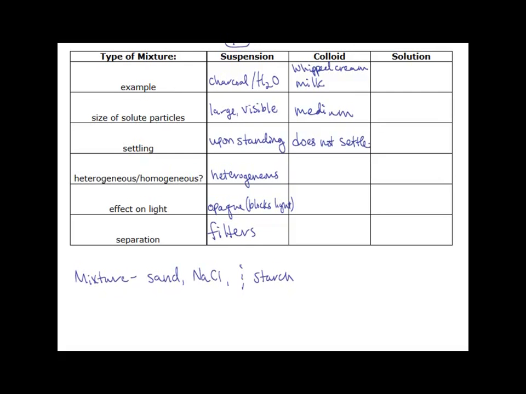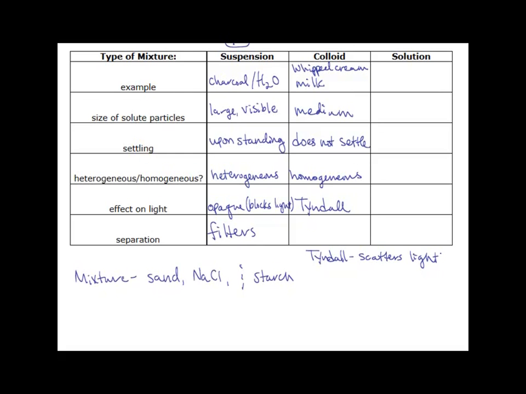Since it does not settle, a colloid is homogeneous. The effect on light, if you try to shine light through a colloid, you'll see a Tyndall effect. I'll write this down here. The Tyndall effect: light is scattered when it's shown through a colloid. So it scatters light. And there's a good illustration in your textbook of this.